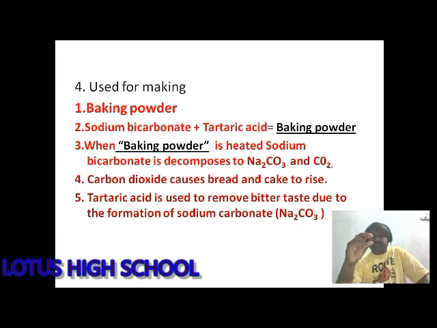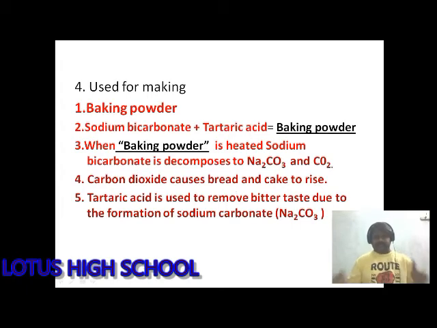So just observe the bread. If you press the bread, you feel that it contains the spongy nature. Like that, if you touch, that means if you press the cake, you feel it contains the spongy nature. That spongy nature is completely brought by CO2, carbon dioxide gas.